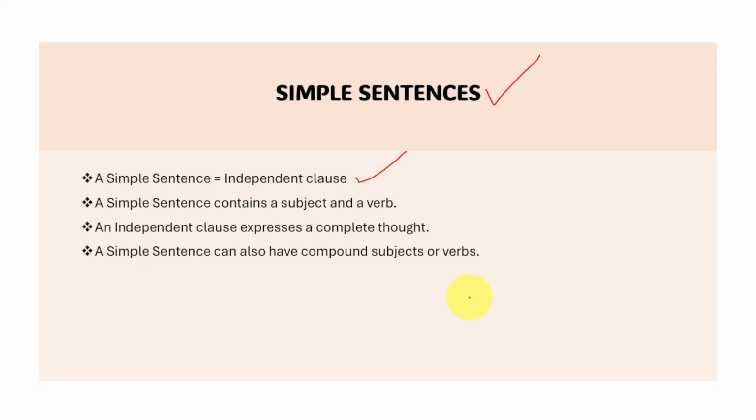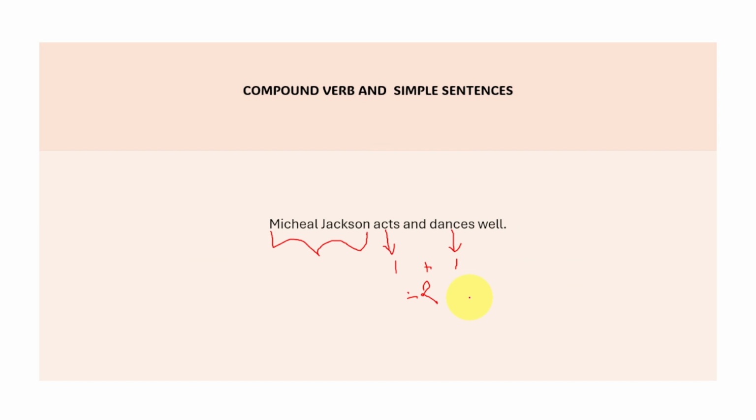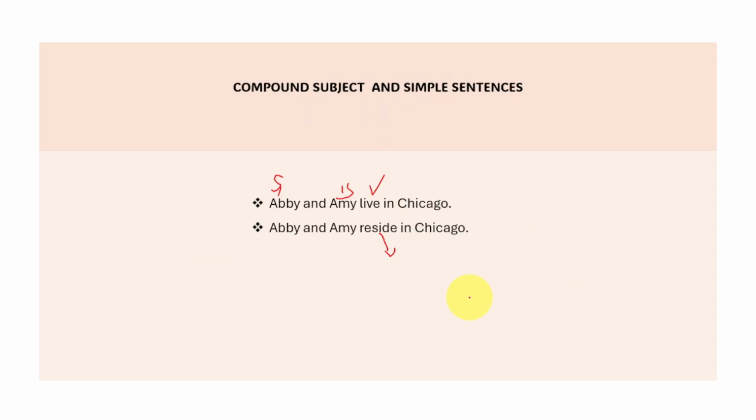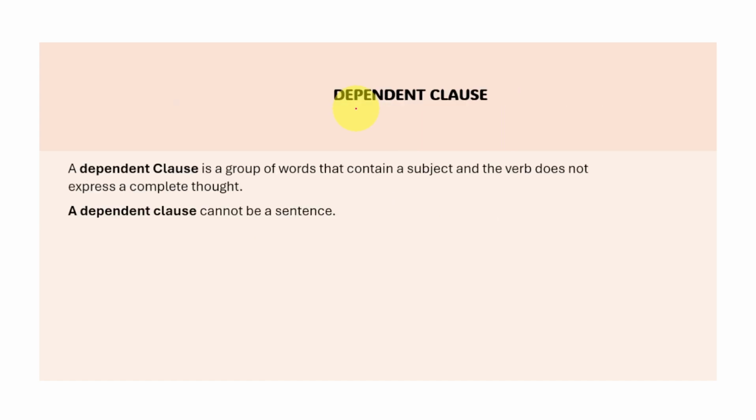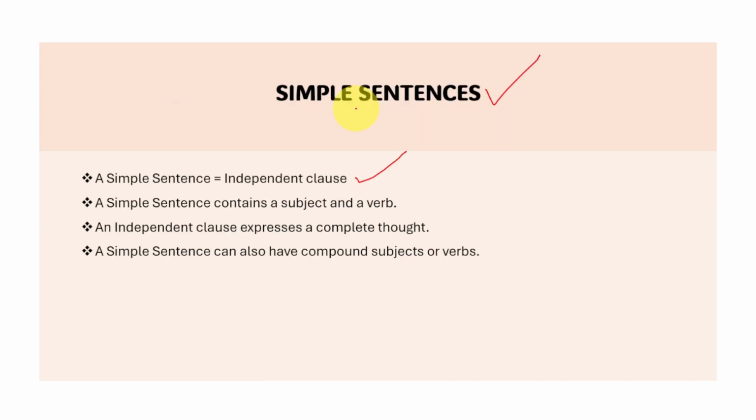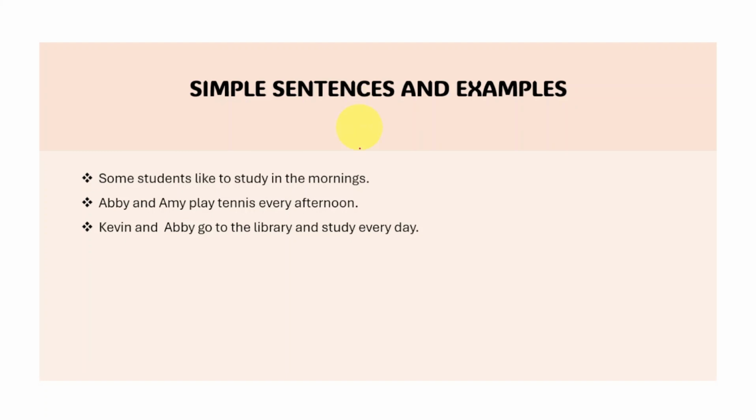Okay. That's why, if we go back quick here, you take a look. Here. So Abby and Amy live in Chicago. So we got this. Now, we go here. Examples of a simple sentence. Some students like to study in the morning. Abby and Amy play tennis every afternoon. Kevin and Abby go to the library and study every day.